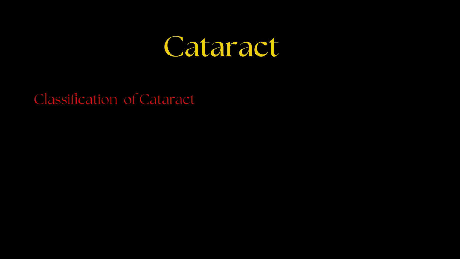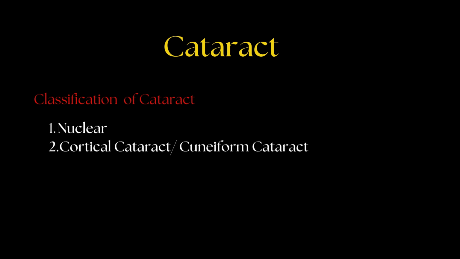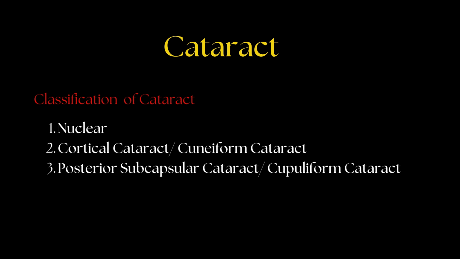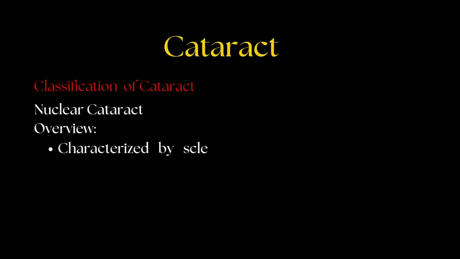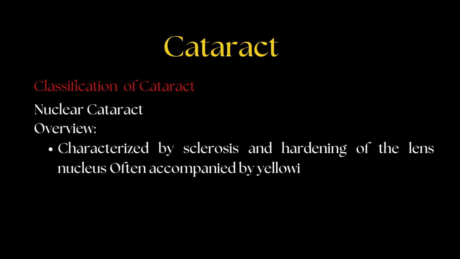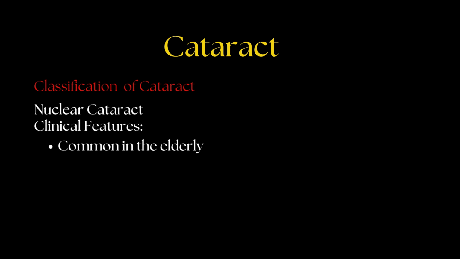Cataracts can be classified based on their morphology. The main types include nuclear cataracts, cortical cataracts, and posterior subcapsular cataracts. Nuclear cataracts are characterized by sclerosis and hardening of the lens nucleus, often resulting in yellowing of the lens. They are common in the elderly and present with several clinical features.